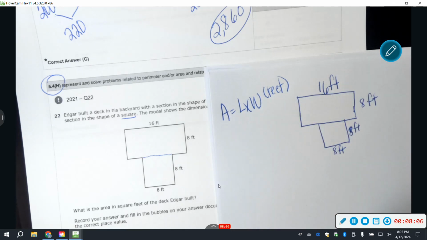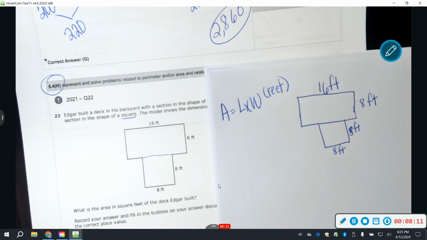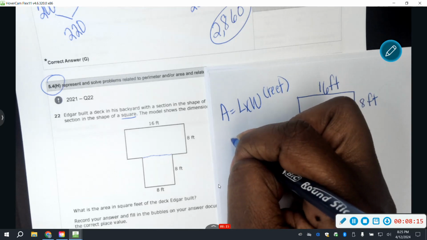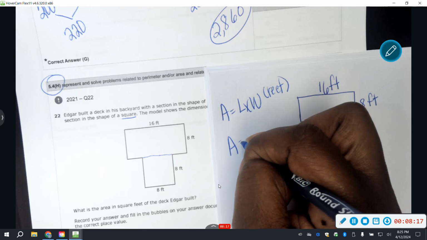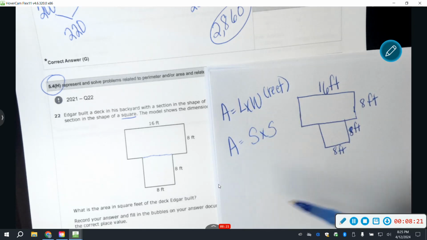So a square is a special kind of rectangle. It just has all the sides the same, right? Look at that square sitting over there. All right, so we're going to say the area of a square is side times side, which is still length times width. It's the same thing. It's side times the other side, okay?